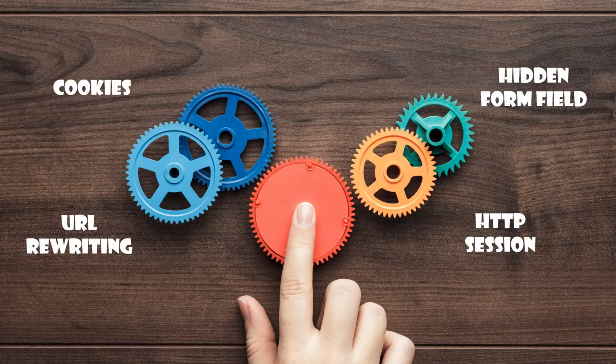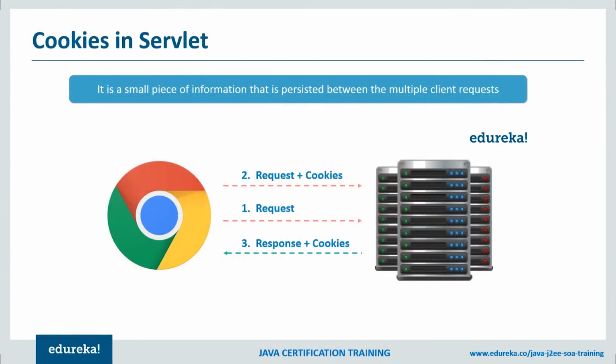Among these, let's talk about cookies now. Cookie is a small piece of information that is persisted between multiple client requests. A cookie has a name, a single value, and optional attributes such as comment, path, domain qualifiers, age, and a version number. So how does cookie work?